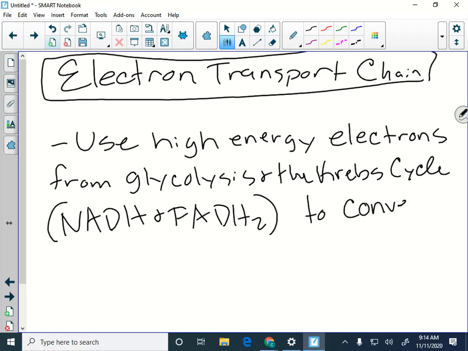And our goal is to convert ADP into ATP. We've gotten some ATP from the Krebs cycle. We've gotten some ATP from glycolysis, but not nearly enough to carry out our everyday processes. Our whole goal is to break sugar down and get the energy out of it and convert that energy into a form we can use. And that form we can use is ATP.